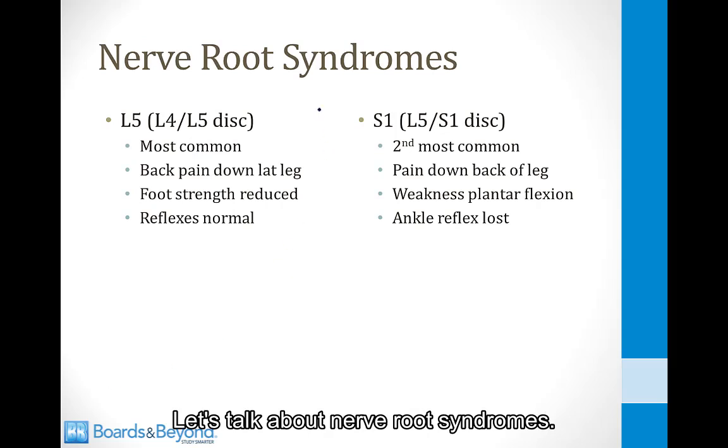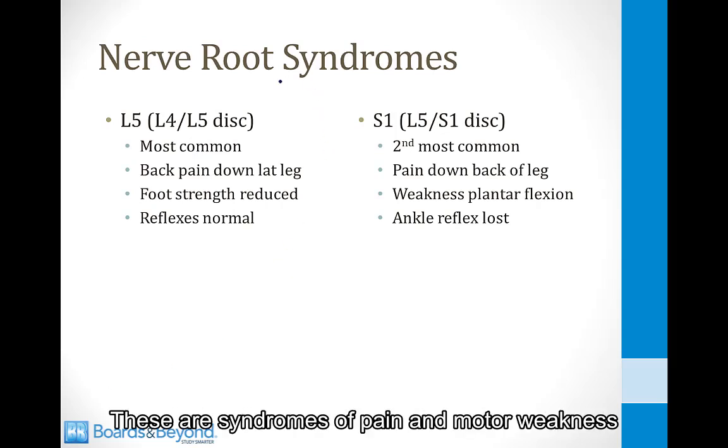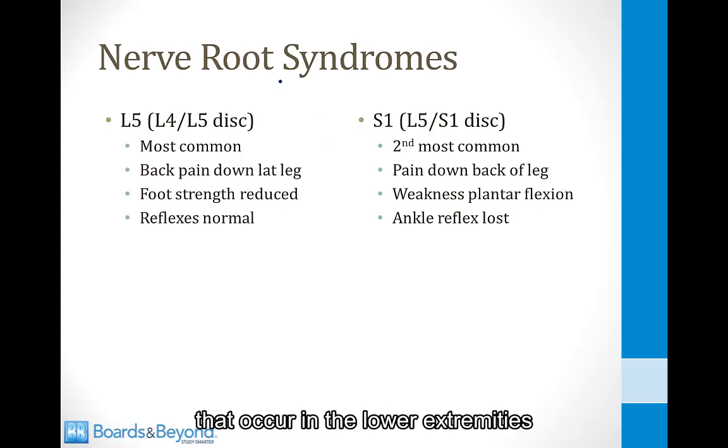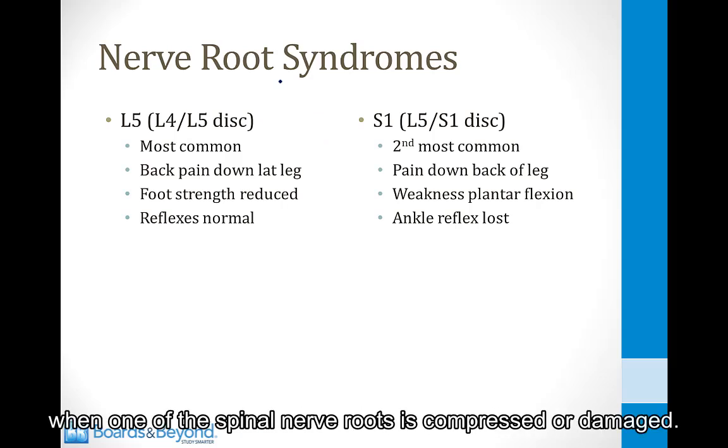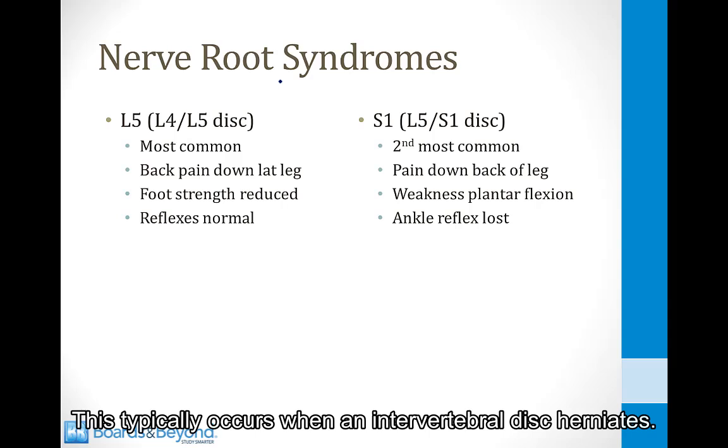Let's talk about nerve root syndromes. These are syndromes of pain and motor weakness that occur in the lower extremities when one of the spinal nerve roots is compressed or damaged. This typically occurs when an intervertebral disc herniates.